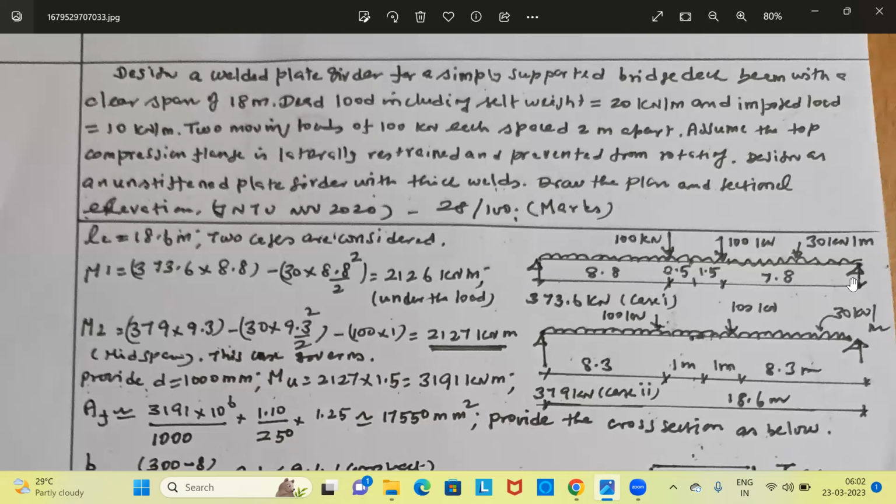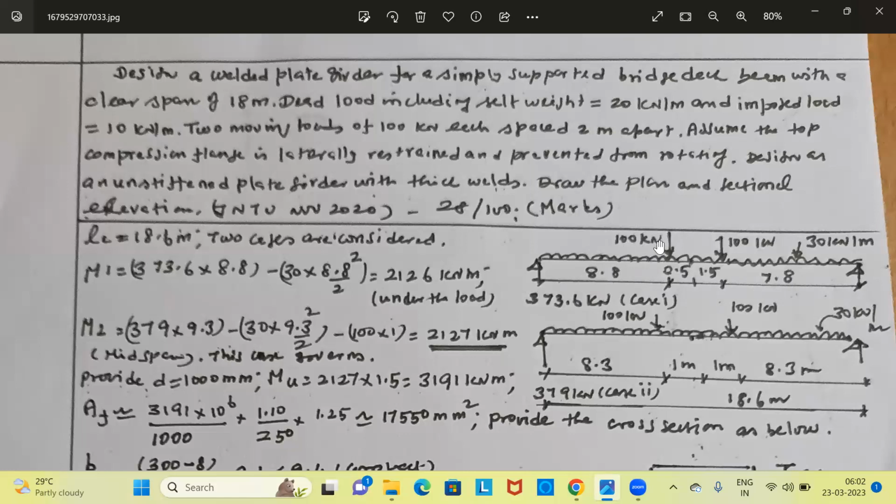That is 7.8 plus 1.5, 8.3, 8.8, 9.3. So 7.8 plus 1.5, that is 9.3 plus 0.5, 9.8. So due to this 100 kilonewton load, this reaction can be calculated.